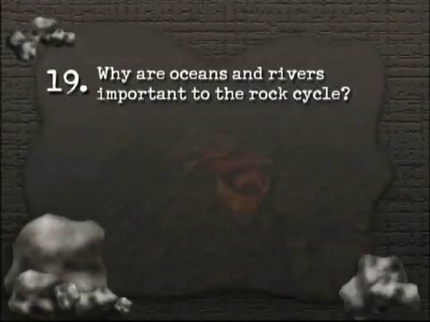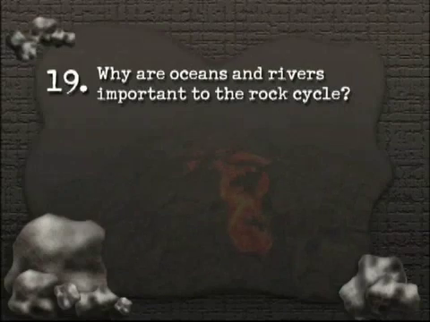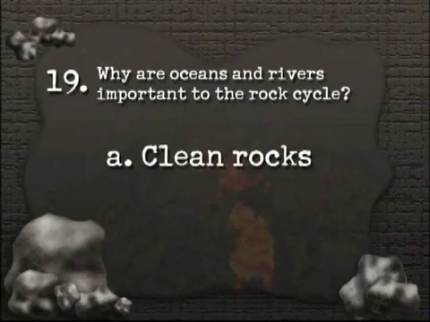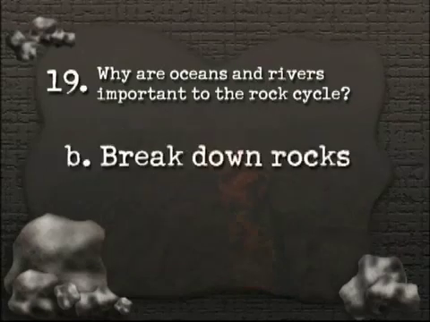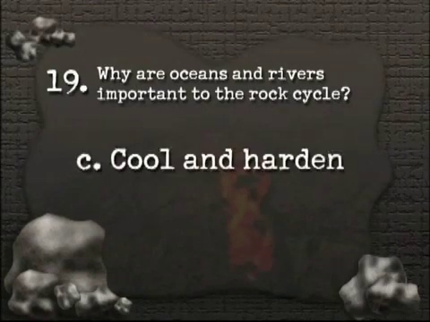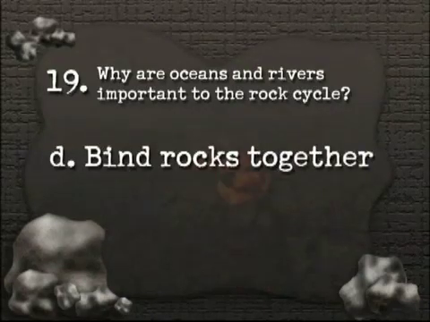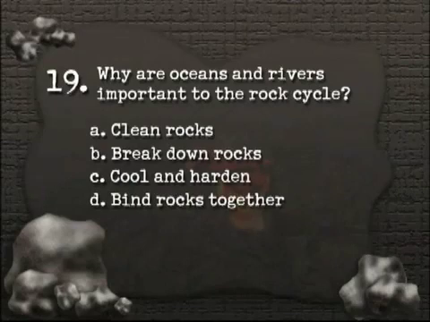Question 19. Why are oceans and rivers important to the rock cycle? A. To help clean rocks. B. To help the rocks break down into smaller rocks. C. To cool and harden rocks. Or D. To help bind the rocks into larger rocks.